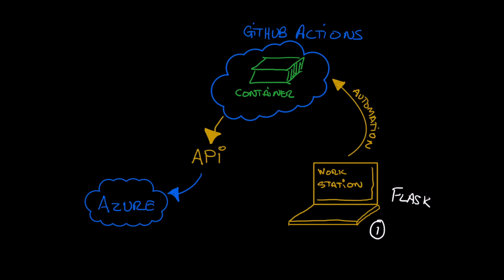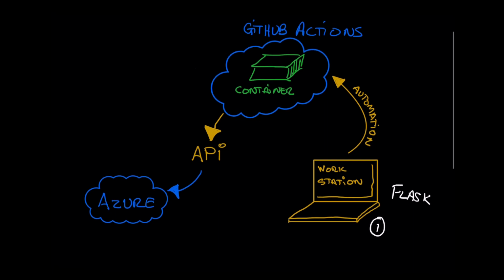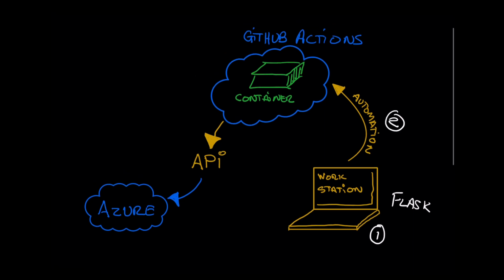And then we're going to set some automation over here. So that's step number 2. So we're going to go from step number 1 all the way to number 2. We're going to set some automation via GitHub Actions. I'm going to set some YAML files and some instructions on how exactly that's going to happen. And when we arrive all the way to GitHub Actions, what's going to happen over there is that we're going to build a container.